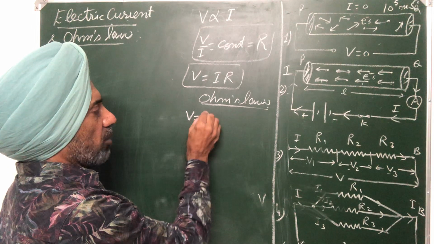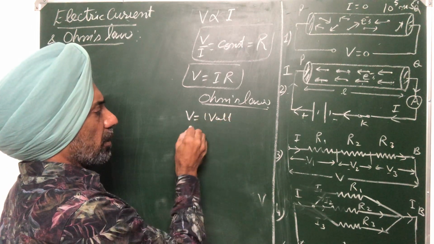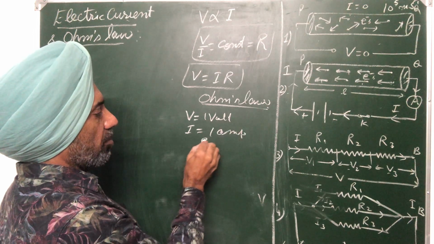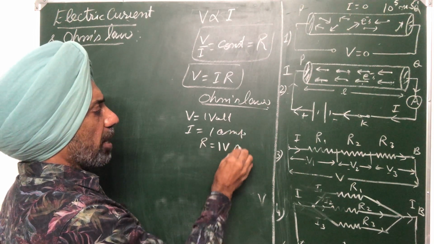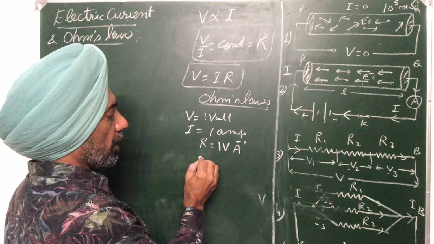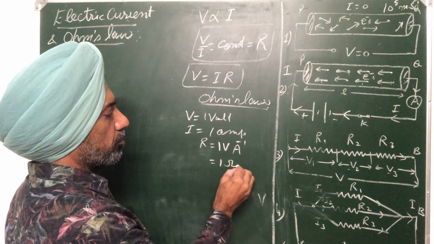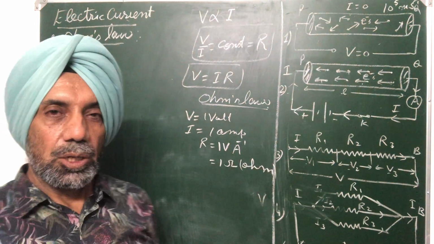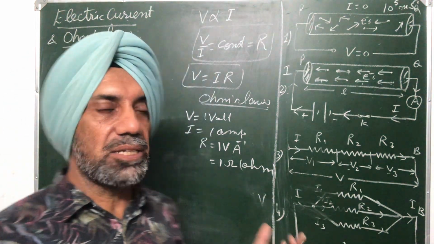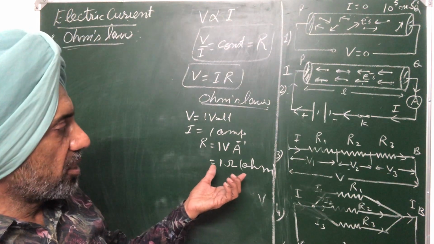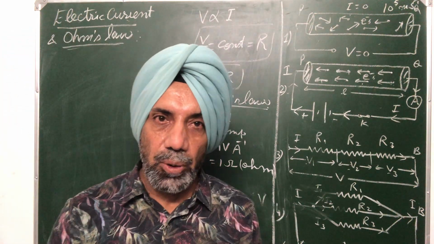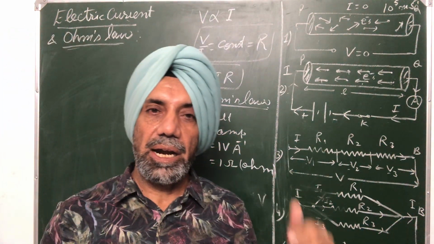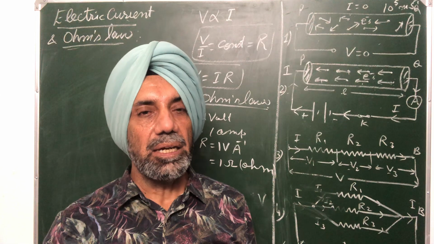Now, when V is equal to 1 volt, I is equal to 1 ampere, then R will be equal to 1 volt per ampere, or R is known as 1 ohm. So ohm is the unit of resistance in SI system. It means the resistance of a conductor is said to be 1 ohm when a potential difference of 1 volt produces a current of 1 ampere inside the conductor.